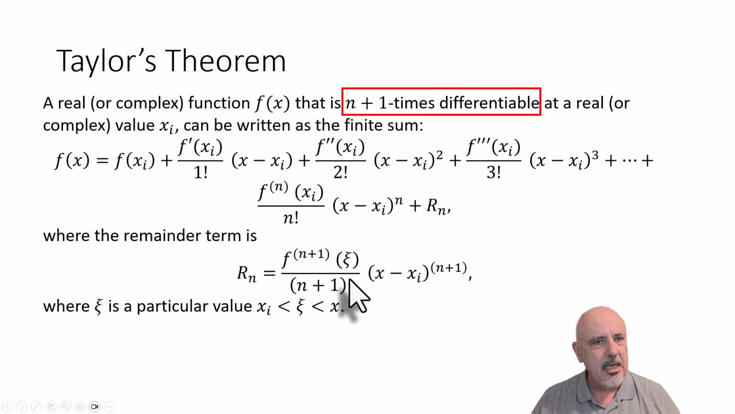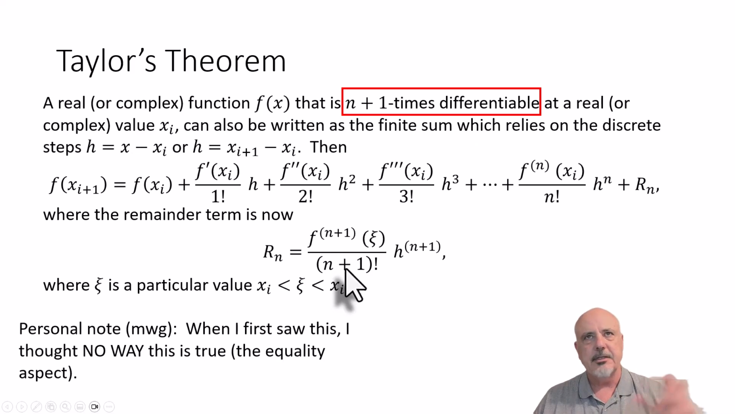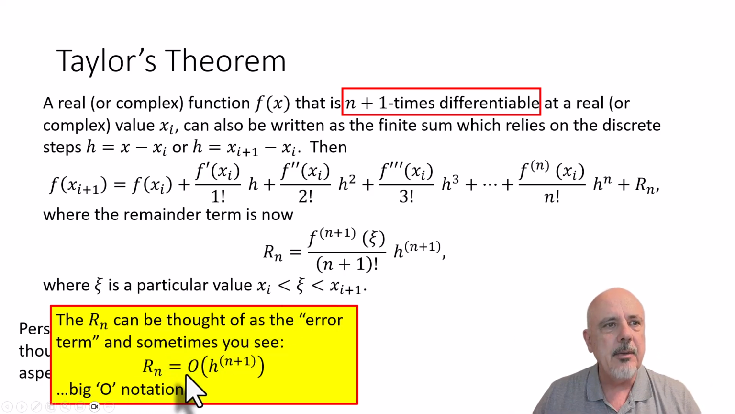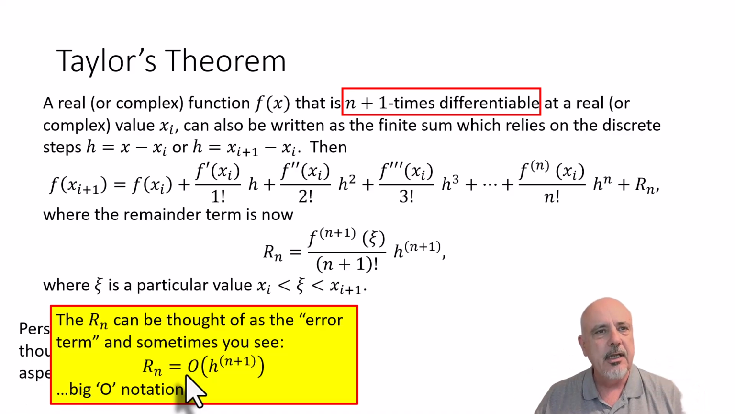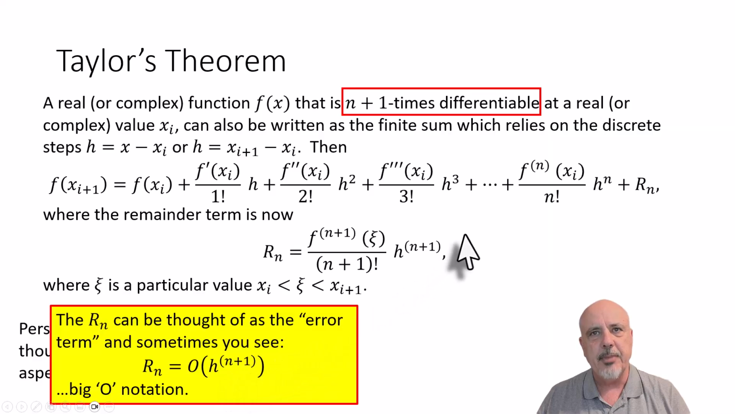But it just amazed me that this is a true equality. That, yeah, there's going to be some c value in there. I said there is no way this is completely true, the equality aspect, okay? But it turns out that it is, and sometimes you'll see this error term, this remainder term, r sub n, it can be thought of as this error term, and you'll see it written with what they call the big O notation, as big O in terms of h to the n plus 1 power, because that's the power of h that is prevailing here.